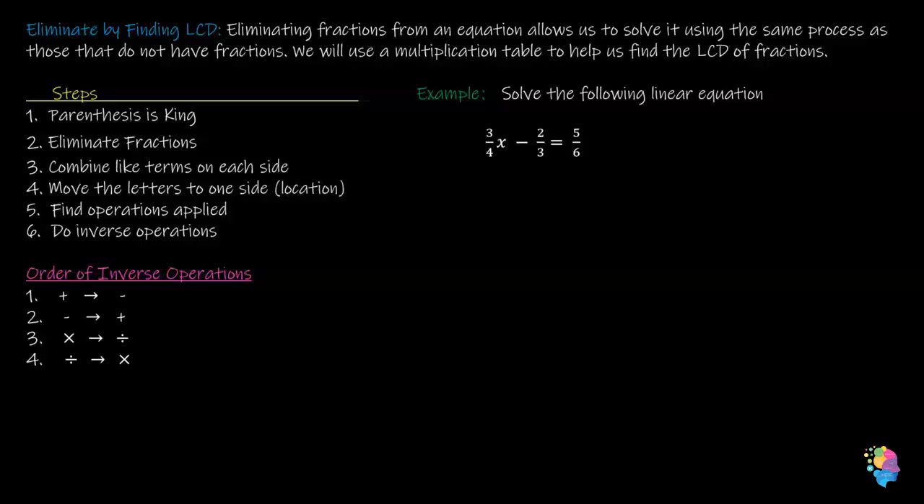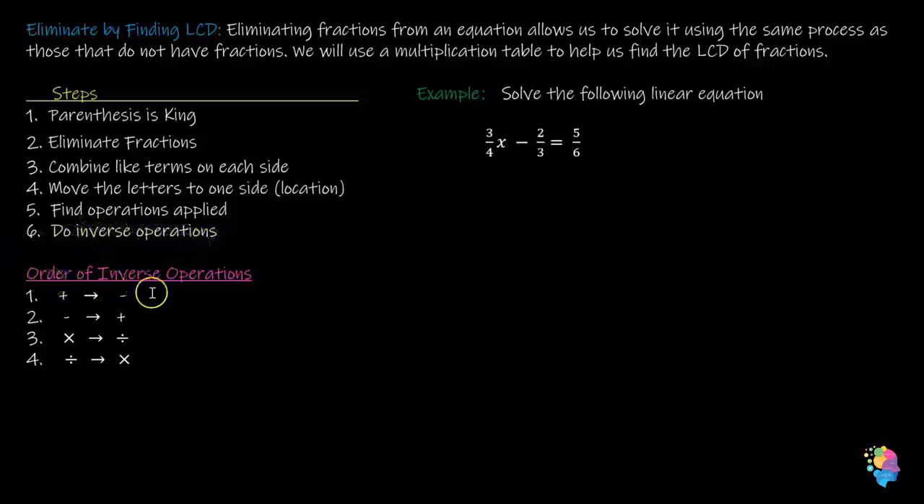Now, just as there is an order of operations, some of you might know it as PEMDAS, there is also an order for solving linear equations. First, we distribute parentheses if there are any, then we eliminate fractions. Next, we combine like terms on each side of the equal sign, and move the letters to one side. This will give us the location of a variable so that we can find the operations being applied to the variable, and we can do inverse operations to undo them.